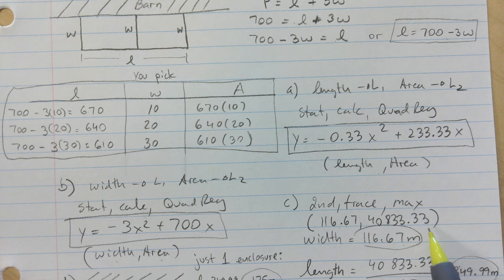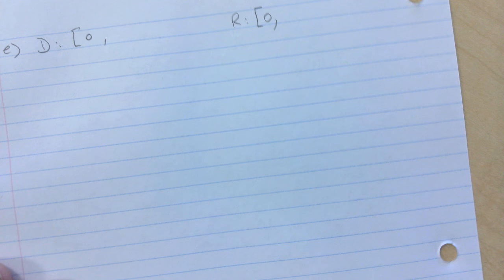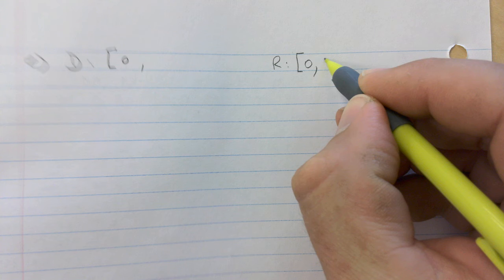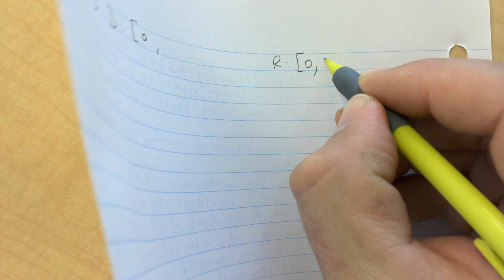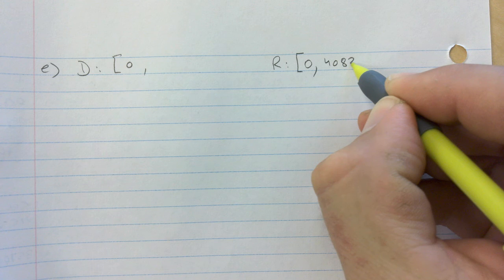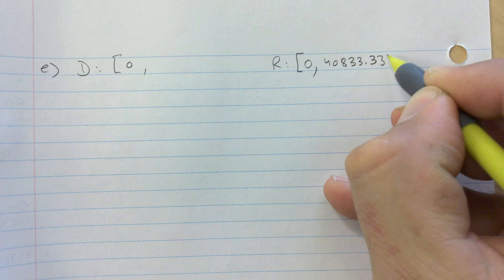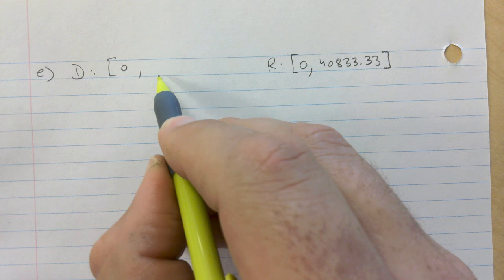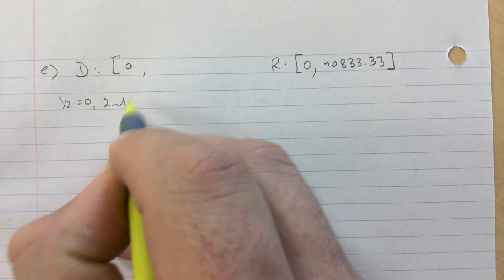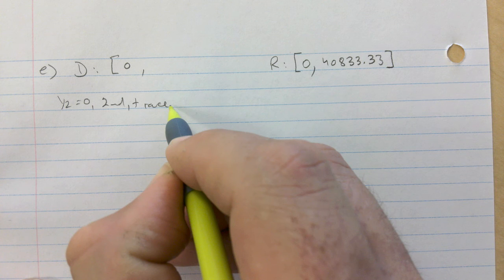So range talks about area. And I already forgot. It's unbelievable. See it there, 40,833.33. And for the domain, you'd have to find the X-intercept. So we'll show that. Let's find the X-intercept quickly.